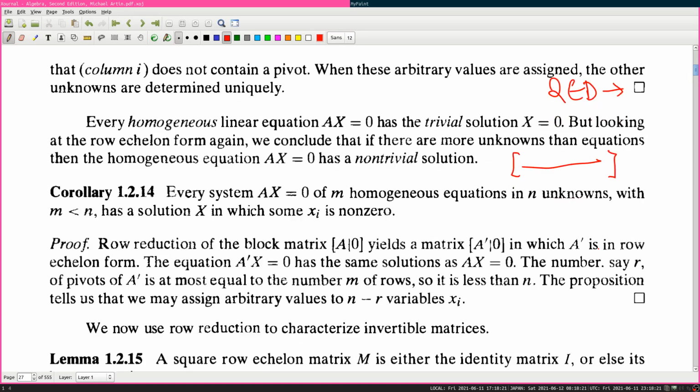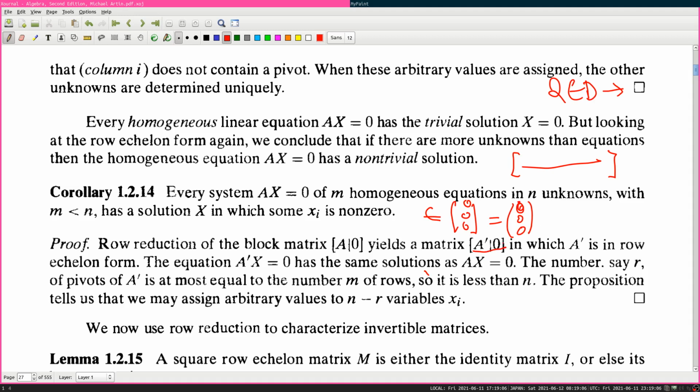Row reduction of the block matrix A bar 0 yields a matrix A prime bar 0. Right, because all of the row operations, when you apply them to 0, an easy way to see this is, E of 0, 0, 0. Well, any matrix times 0 is just going to be equal to 0. Any matrix times the 0 vector is equal to the 0 vector. So you do these row operations on this, and you're still going to end up with the 0 vector. It's only going to operate on A prime, in which A prime is in row echelon form.